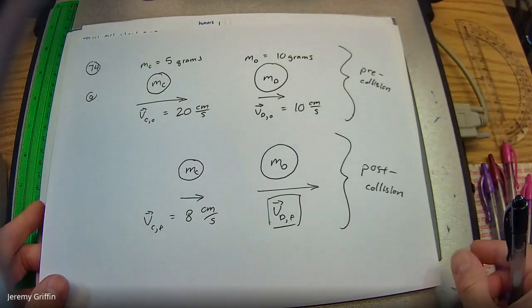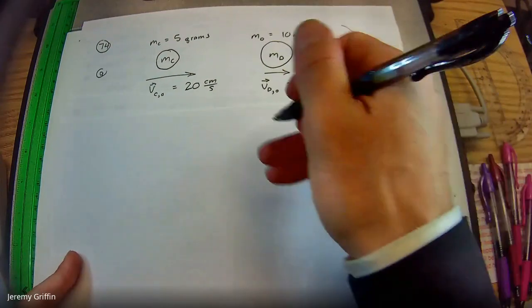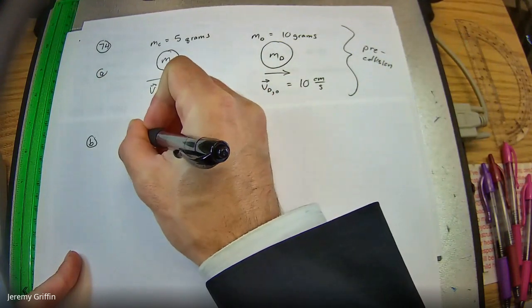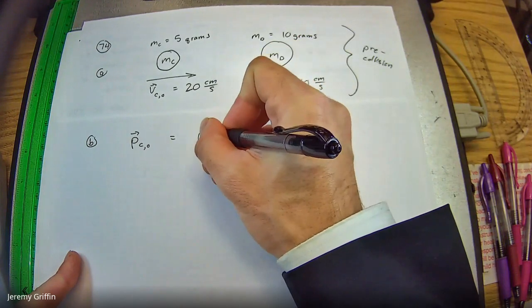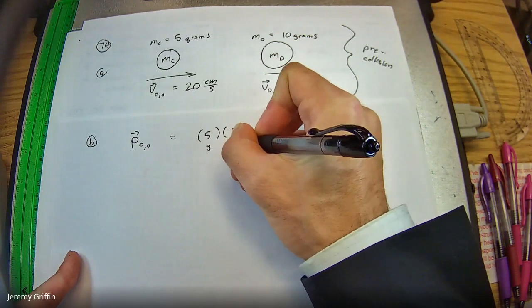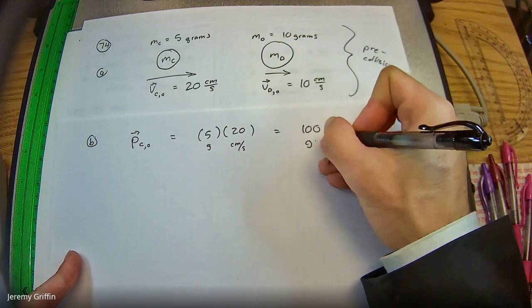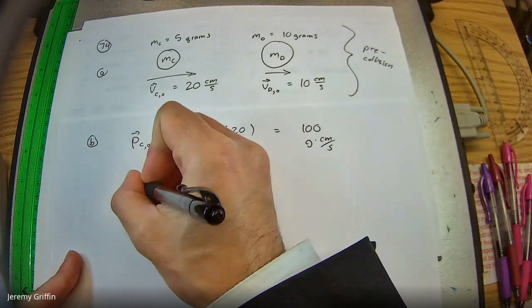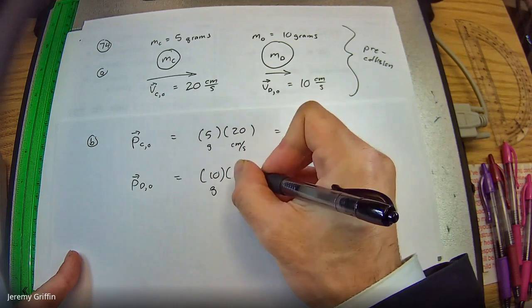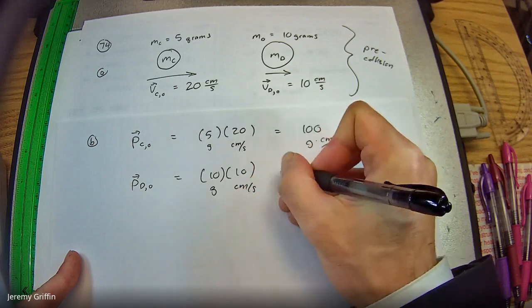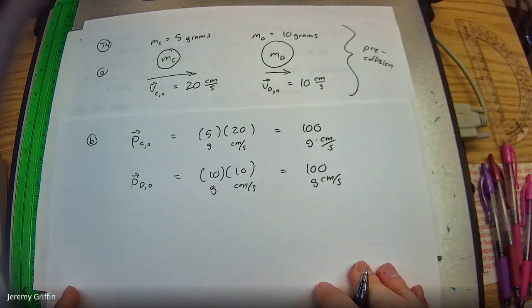Part B says calculate each momentum before the collision. So before the collision, we're going to just focus on this picture for part B. The momentum of marble C initial was mass times velocity. Wouldn't that be 5 grams at 20 centimeters per second, which is 100 gram centimeters per second? And marble D before the collision was 10 grams moving at 10 centimeters per second, which was also 100 units of momentum, gram centimeters per second.